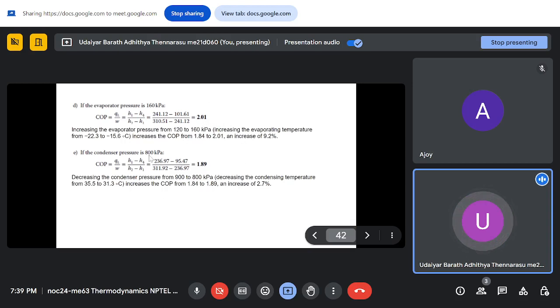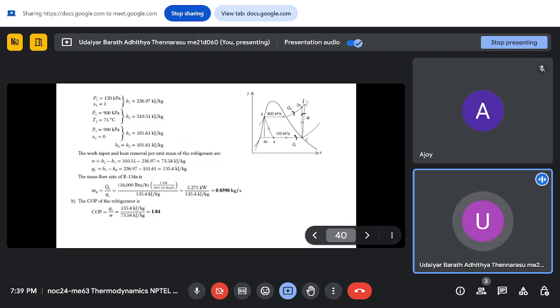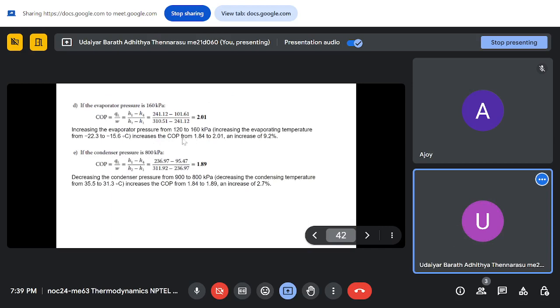And similarly, decreasing the condenser pressure. When you decrease the condenser pressure from 900 to 800 kilopascal, your H3 value will change, the H4 value will change correspondingly, and your H2 value will change. So you again have to find all the enthalpies from the chart, and substituting that you will find COP becomes 1.89. So here too you see there is an increase in efficiency because of reducing the condenser pressure.